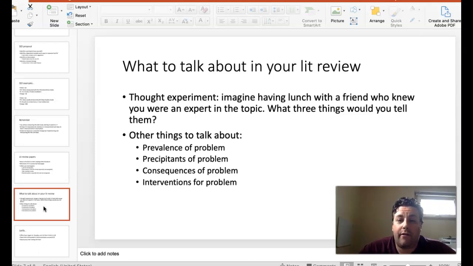So other things to think about, since most of us are writing about social problems, you're going to want to talk about the prevalence of the problem, how widespread it is, who experiences it, the precipitants of the problem, so what kinds of things lead to it, the consequences of the problem, which are the things that follow the problem if it's untreated, and then interventions for the problem. How do we intervene on it?